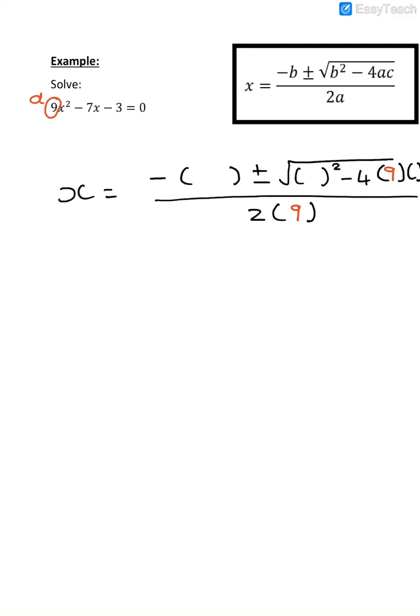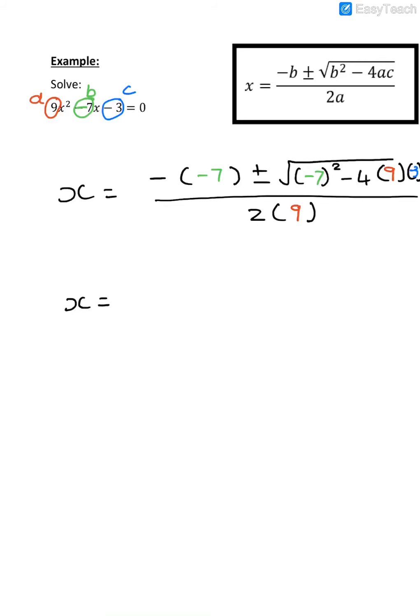My b value is minus 7. Wherever I see b, I'll replace it with a minus 7. And my c value is negative 3. So wherever I see c, I replace that with negative 3. You then type this into your calculator, first with the plus and then with the minus. And that will give you the following two answers.